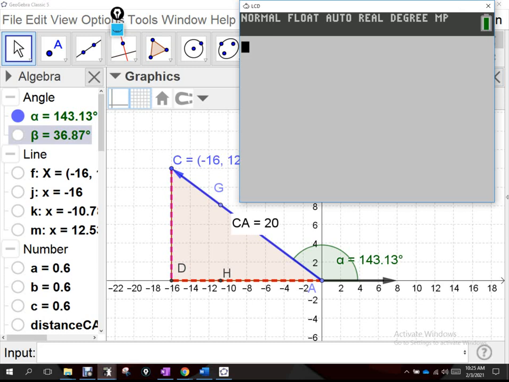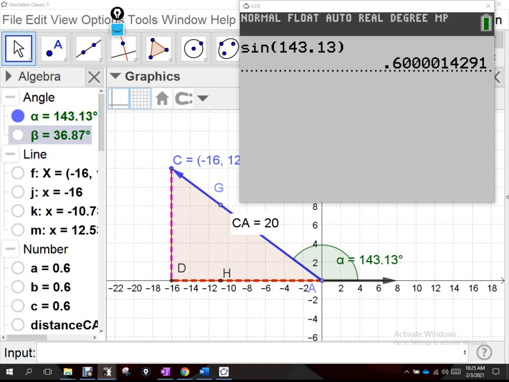Now I want you to type in sine of 143.13. Hit enter. Now, as we go through this, the only thing I want you to know is that we're picking numbers off of GeoGebra here that are rounded a little bit. So that 143.13 is not exactly 143.13. That 36.87 down there is not exactly 36.87. We can extend that to 3, 4, 5, 15 decimal places. So there may be a little bit of rounding error here as we investigate this.